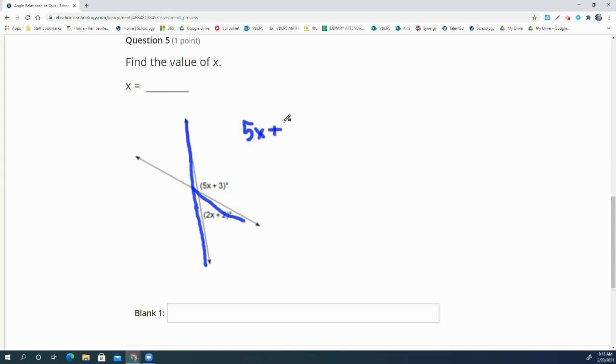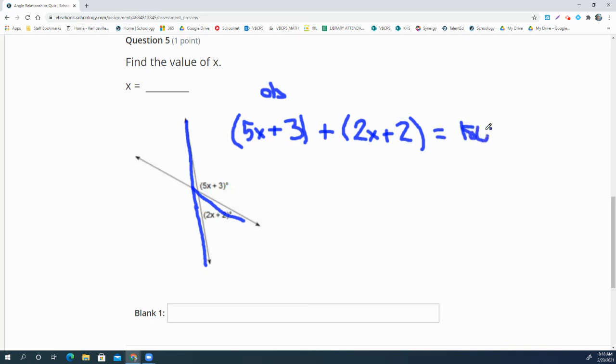Yeah, so I'm going to do 5x plus 3. That's my obtuse angle, right? So that one's bigger than 90. And then I'm going to add it to that other acute angle. And that's 2x plus 2. And what does that equal? 180. How do you know it equals 180?